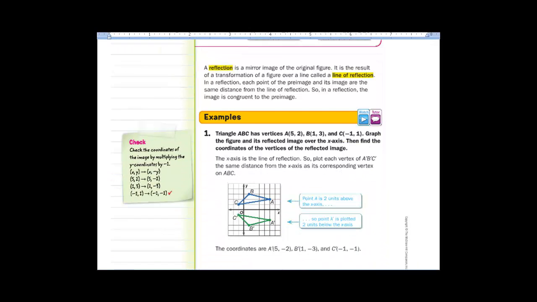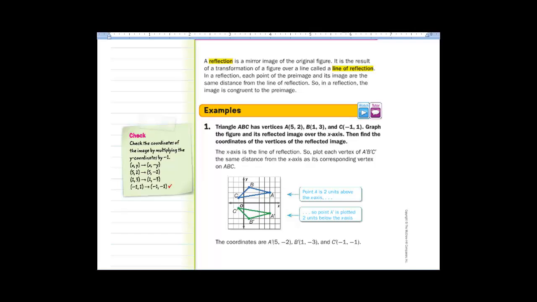Example 1, triangle ABC has vertices 5, 2, 1, 3, -1, 1. Graph the figure and its reflected image over the x-axis, then find the coordinates of the vertices of the reflected image. So first, plot A, B, and C that they gave you, 5, 2, 1, 3, and -1, 1. And then if you're going to reflect it over the x, then that means which one of them changes. If you reflect over the x, then that means the y's have to change.